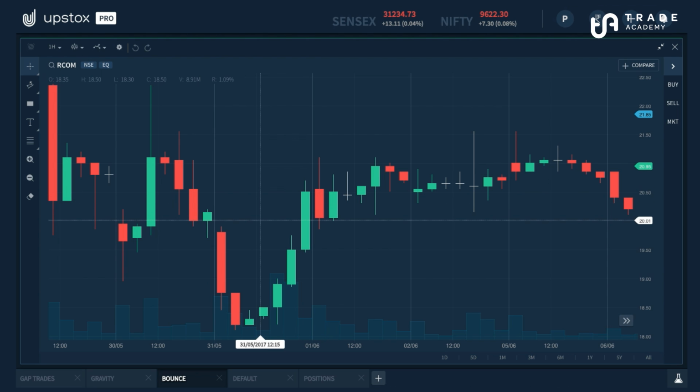As you can see, bounce is a very simple yet effective strategy. Just go through all the F&O stocks. When you get the bounce trade, take it. And over 3-4 months, you will see good results. Remember, it's a very volatile system, but it works.